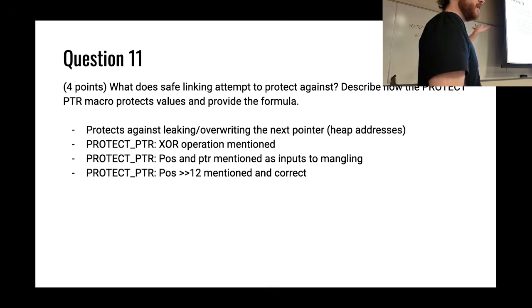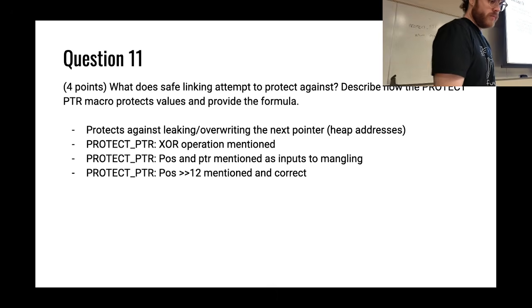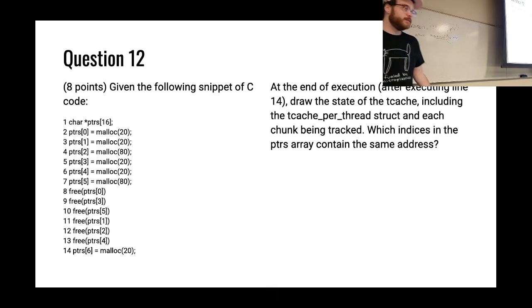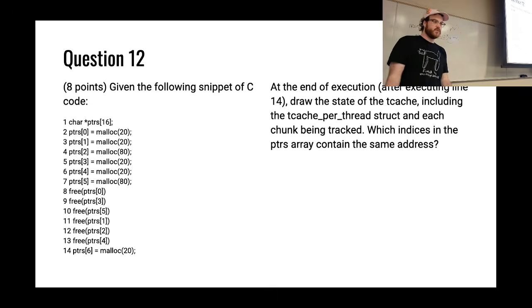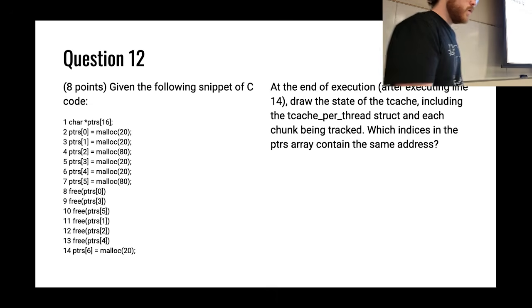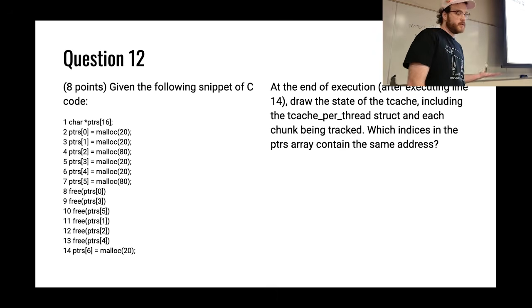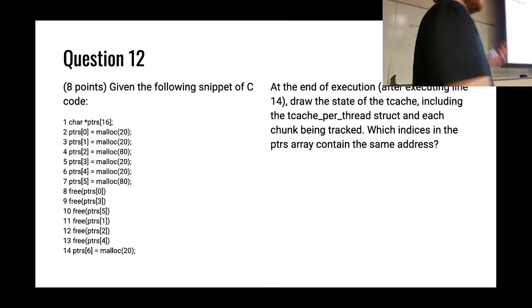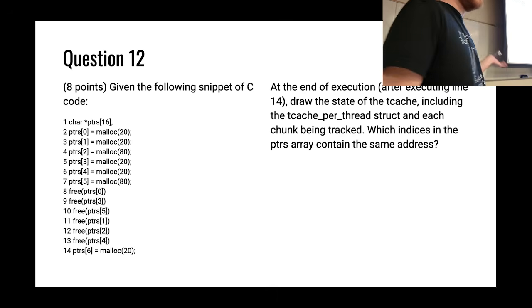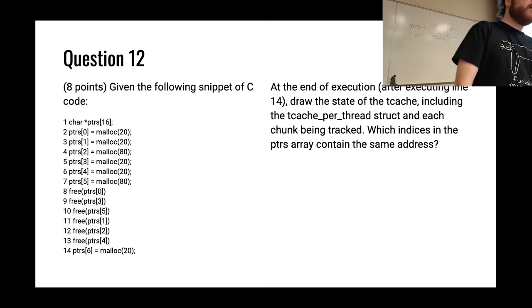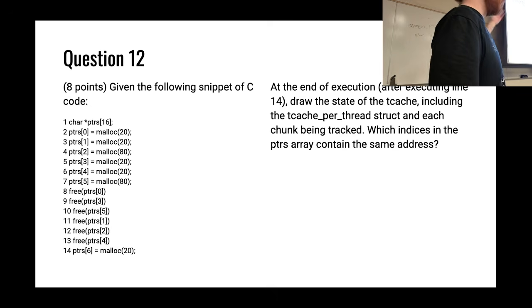Does anyone have any questions on this before I move on? Cool. All right, so our last question was a little bit of a doozy. This one was basically, do you understand how the T-cache works? We asked you to draw what the T-cache looks like after this has completed execution. Then we explicitly set it up so that one of these chunks would be reused at the end, and we asked which chunk effectively got reused. So, an involved question, worth a lot of points.